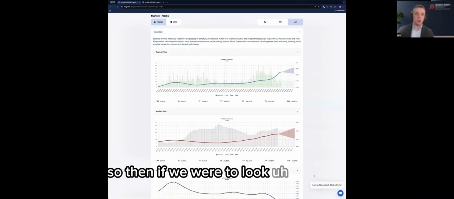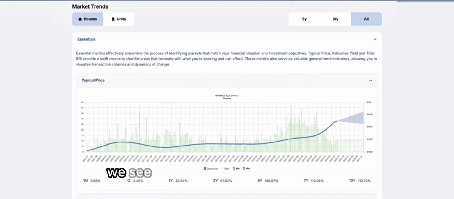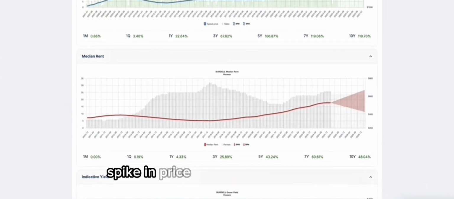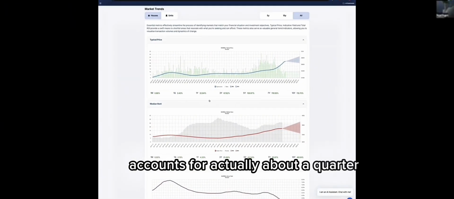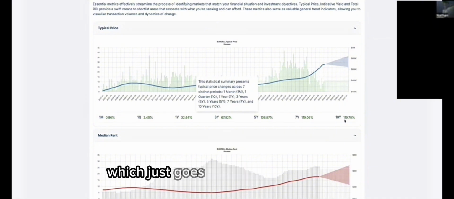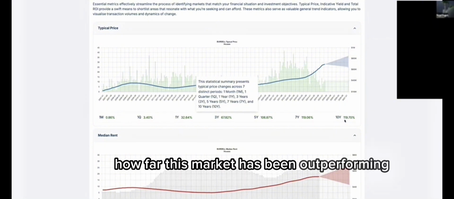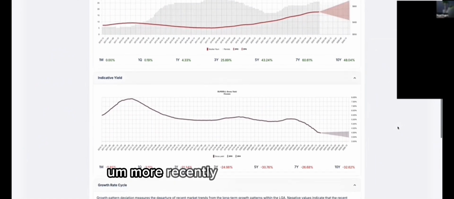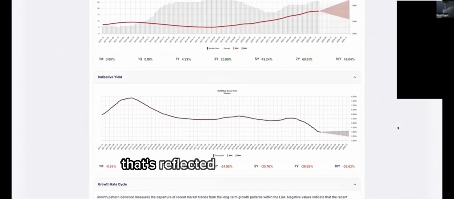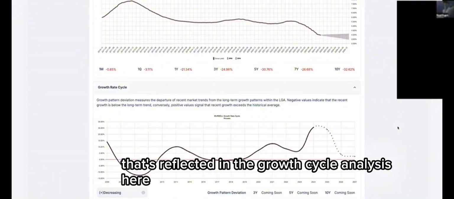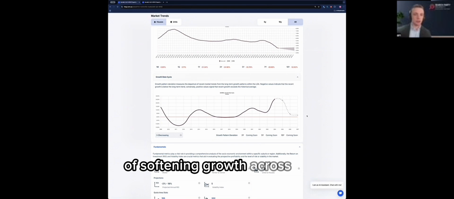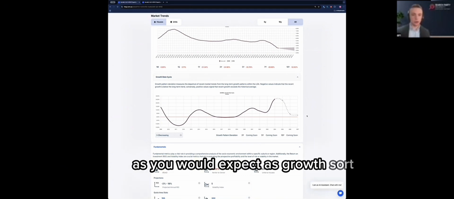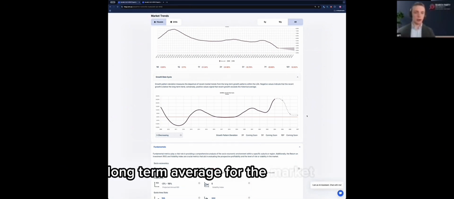So then if we were to look more closely at a market like Birdle, we see, of course, that enormous spike in price growth over the past year. We can also see that net growth over the past year at 32% accounts for actually about a quarter of total growth over the past decade, which just goes to show how far this market has been outperforming its long-term average more recently. And then accordingly, that's reflected in the growth cycle analysis here, which indicates an expectation of softening growth across the next couple of years, as you would expect as growth returns to its long-term average for the market.